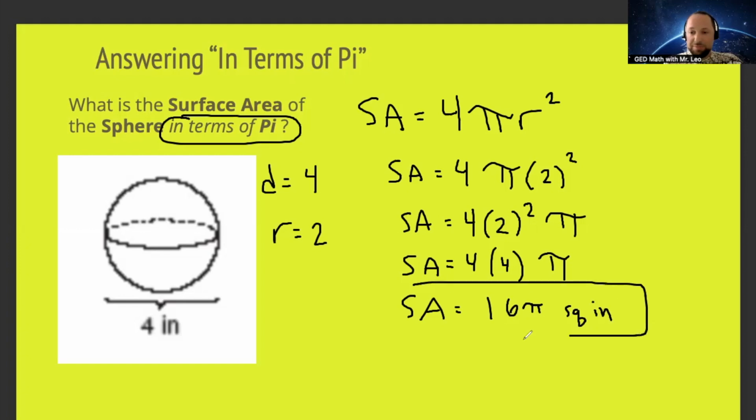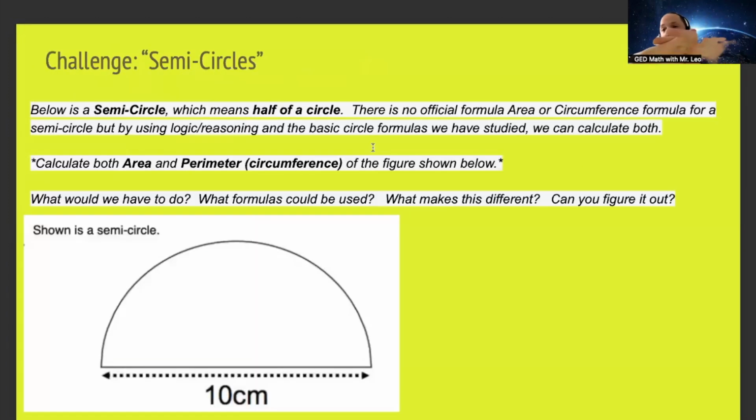Answering in terms of pi. That's it. Do you like it? I love this stuff. I love this one. So clean, so simple. It looks like algebra. This is what the professionals do. All right, here's a challenge I want to give you now. We're going deep on circles. Here is a semicircle. I'm going to read it.